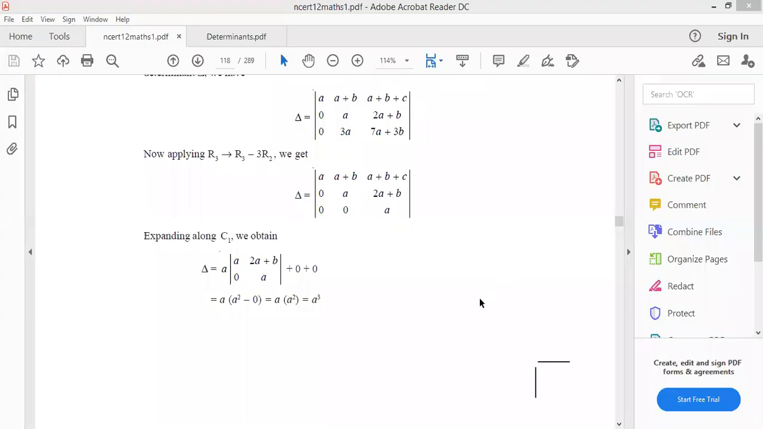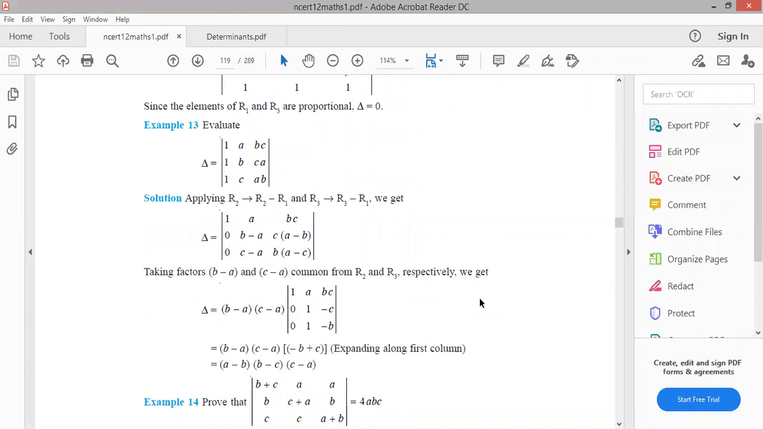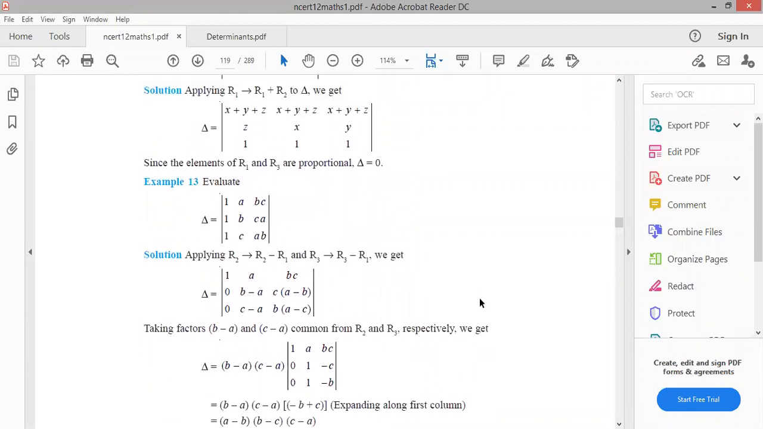Assalamu alaikum, dear students. In this lecture, we will be solving some examples and exercises on the basis of properties of determinants. As we have learned in the last lecture, what determinants are and the properties related to them. Now we will be evaluating some exercises.